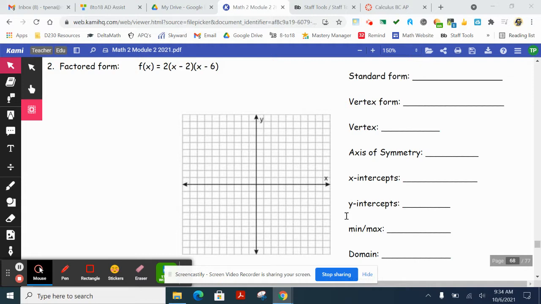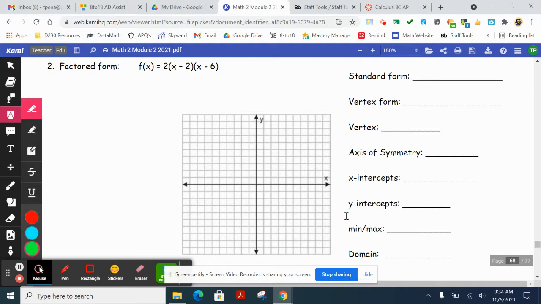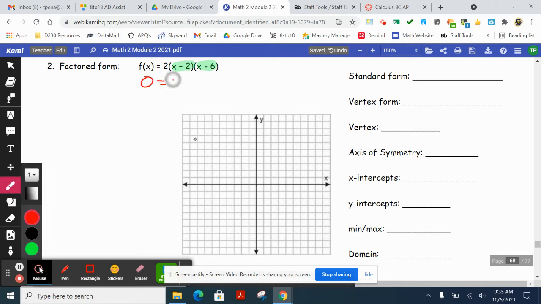Since this was in factored form, the whole little x minus 2, x minus 6 idea, what we had just talked about in the previous few days is the idea that whatever solves this, so that when we set this equal to 0, those solutions are your x-intercepts. So if I ask you to solve this set equal to 0, the solution to this one is x equals 2. So that would have been one of our x-intercepts.